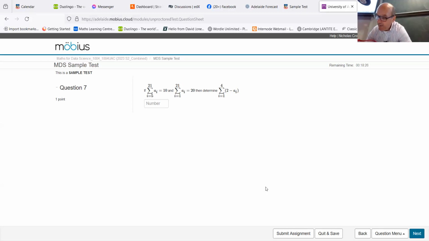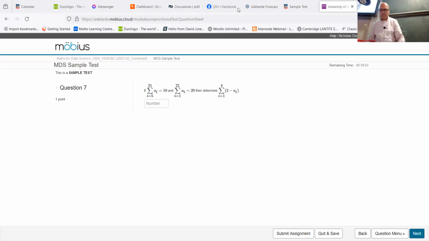And so find, determine, whatever you want to call it, the sum from i equals 1 to 4. Notice how we've been given no actual numbers. But this thing here, I've actually got to do a trick. Let's do this.